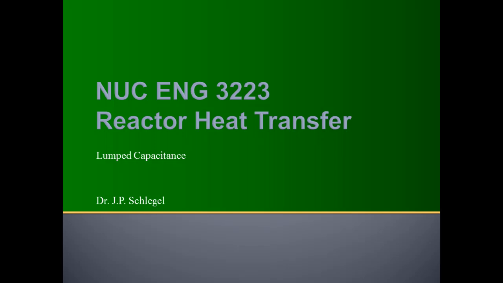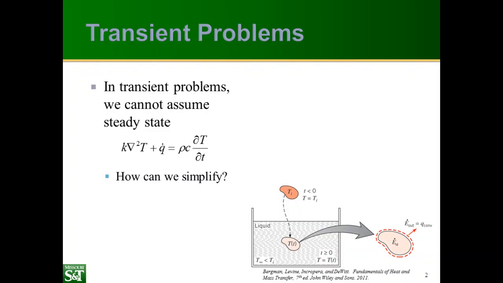All right. At this point, we're going to start looking at transient problems where the time derivative is important. And we're going to start that by looking at what we call lumped capacitance methods. So in transient problems, we can no longer, of course, assume steady state. So the time derivative is no longer 0. So now we want to think about how we can simplify the problem.